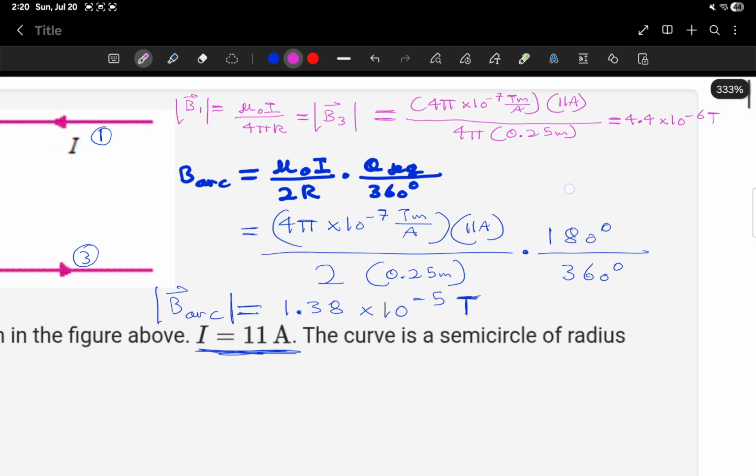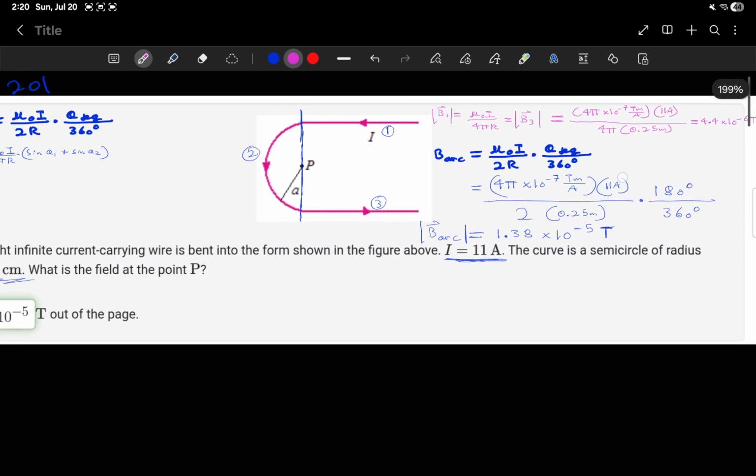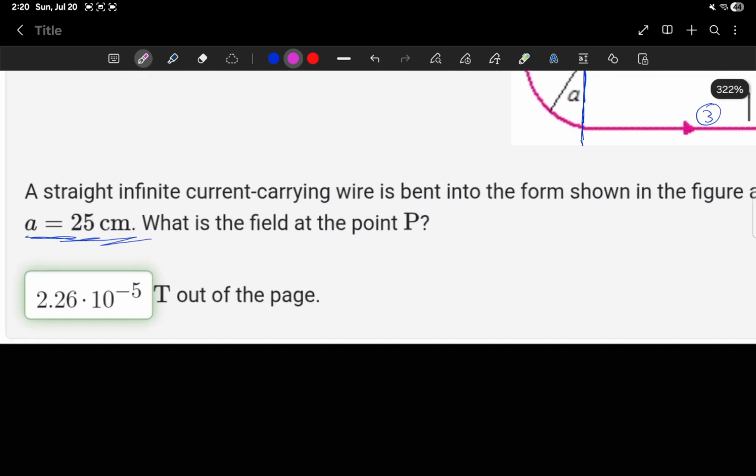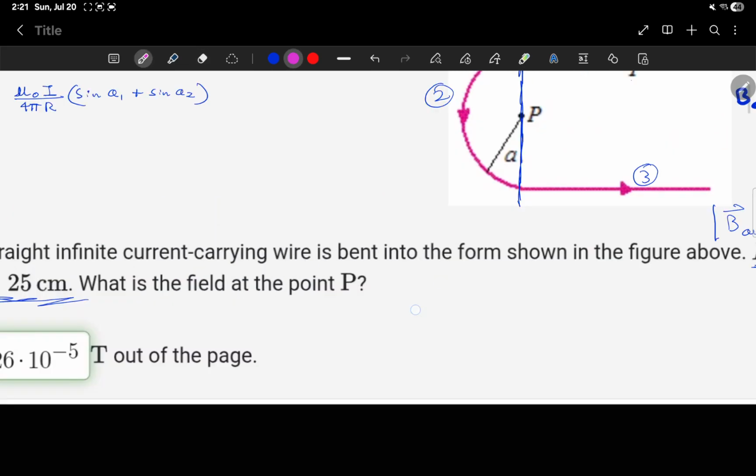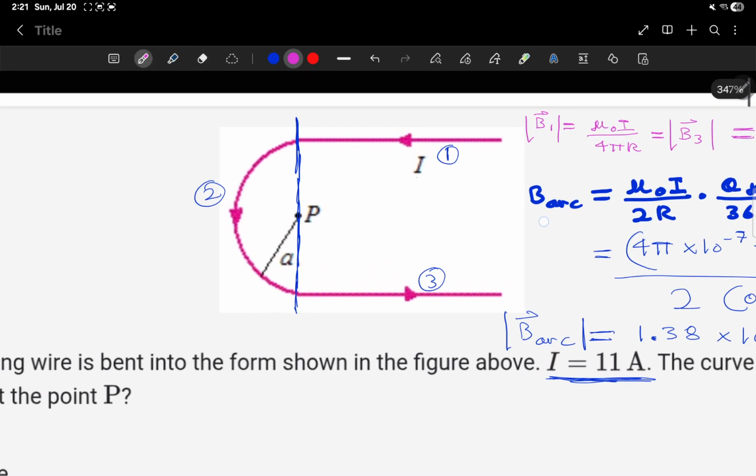And now I'll get to explaining how we know the direction, so that we can actually find the direction of the net magnetic field at point P. I know the question's already given us the hint that it's going to be out of the page, but let's show how we actually get there.